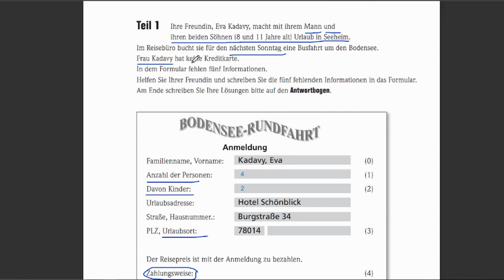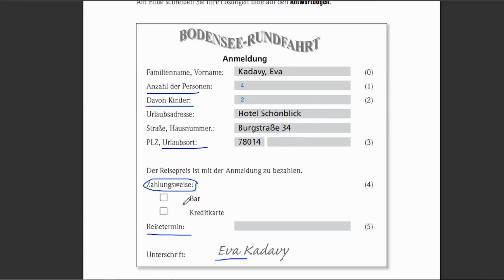The lady had keine credit card, so she's not having any credit card. So we also understood the other way of payment is what she can do. We have some information about the payment mode, so we can fill this one. She cannot pay with credit card, so the other option is Bargeld, just the money. So X means what we want to select.